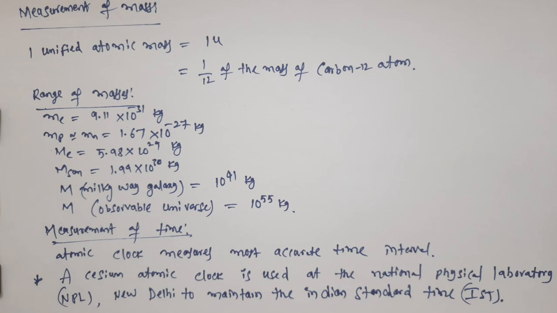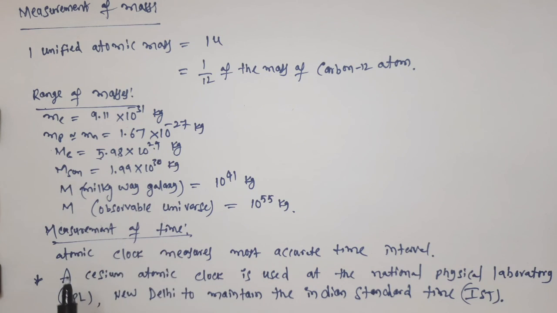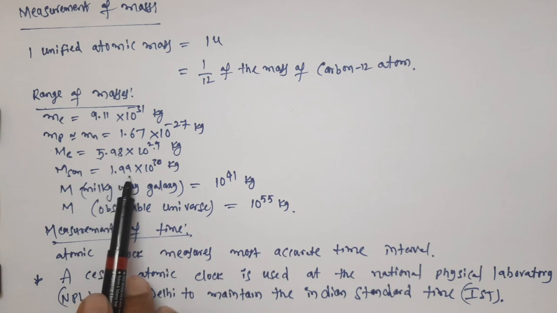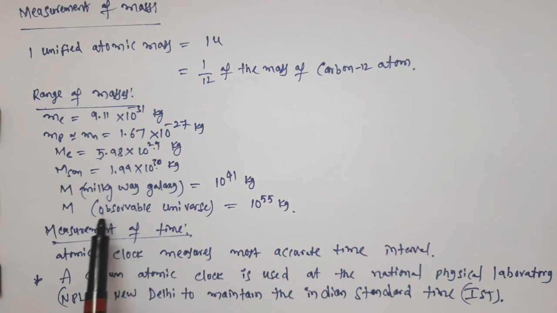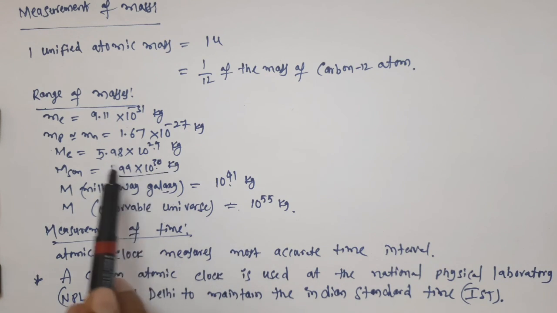And next, the particle which has less mass is the proton, and its mass is approximately equal to the mass of the neutron. Usually the mass of the neutron is slightly greater than the mass of the proton. But if we assume both are approximately the same, the value is 1.67 × 10^-27 kg. And the mass of the earth is 5.98 × 10^24 kg. And the mass of the sun is around 1.99 × 10^30 kg. And the mass of the Milky Way galaxy is around 10^41 kg. These two values are rough values. Up to this value we know accurately.